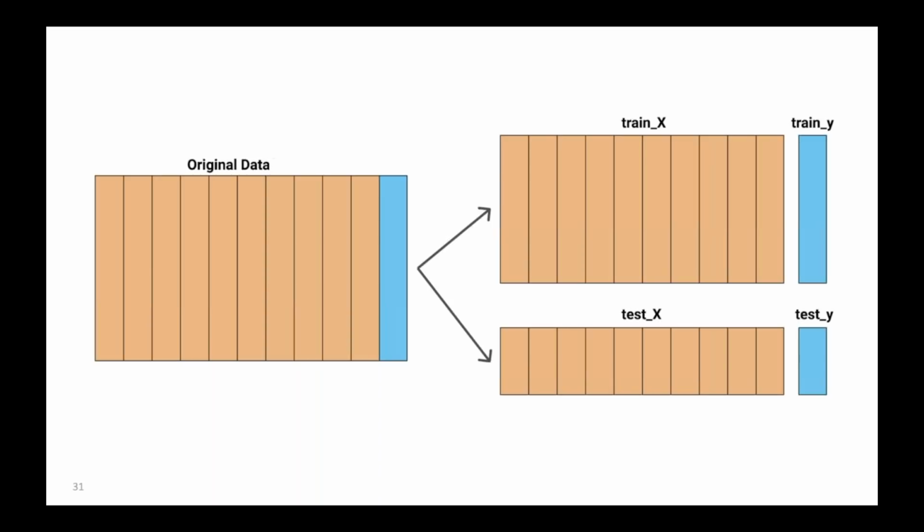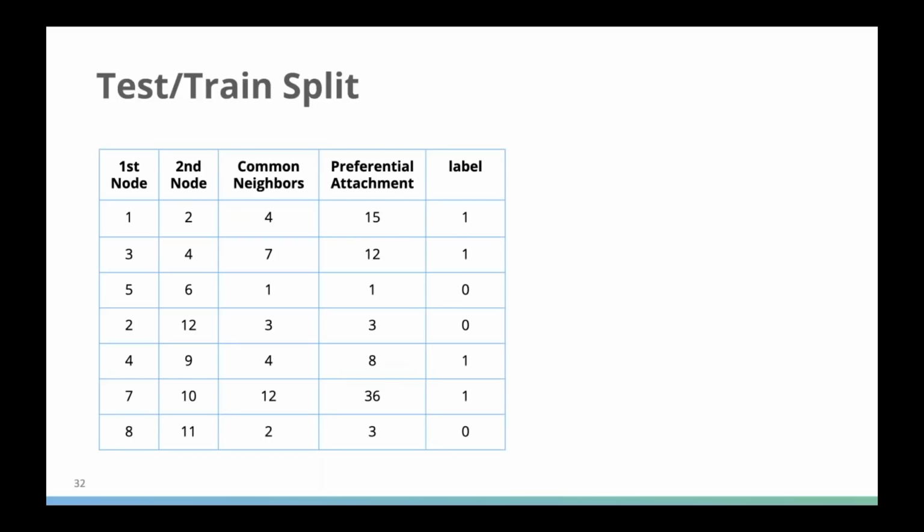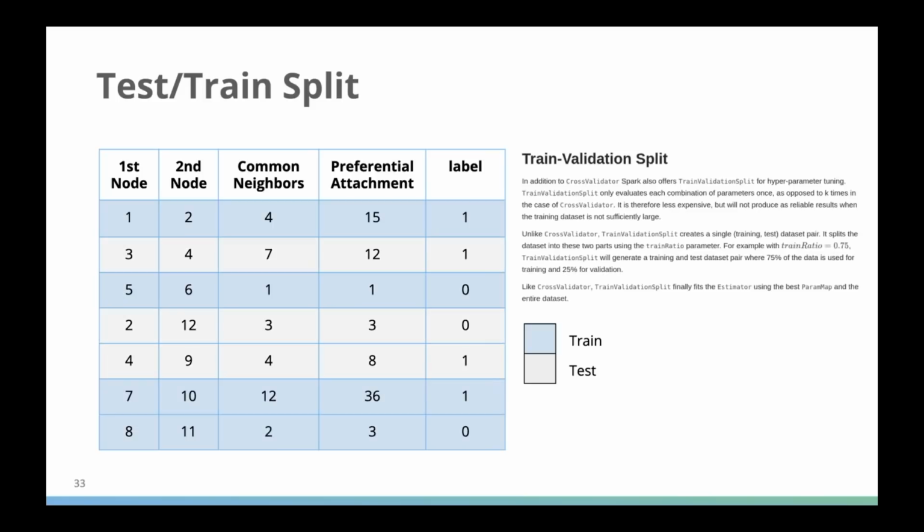And then I think on the next slide we show how you might do that. For our example, maybe it's going to look something like this. So we maybe have our common neighbors, the preferential attachment, and then the label. And then if we go to the next slide, that splitting approach maybe uses this train validation split function in Spark MLlib, where the blue ones represent rows that are going to be used to train the model, and the gray ones are going to be used to test the model. So this approach is useful for supervised learning, and so that's what we're doing here.